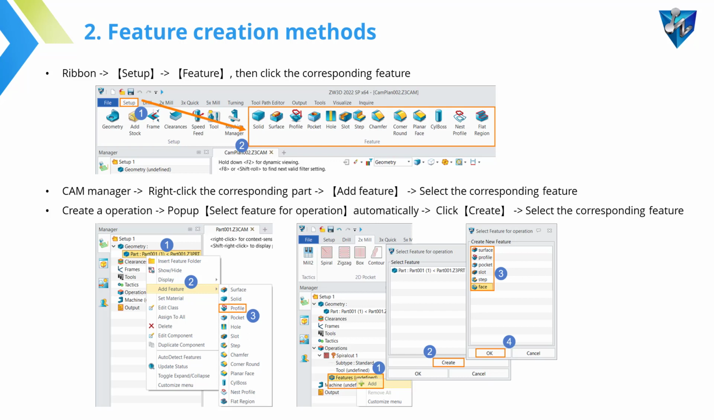First one, click the corresponding feature under the Setup tab in Ribbon. Second one, in Cam Manager, right-click on the part, then Add Feature, then select the corresponding feature. And the third one, when you create a new operation, it will pop up Select Feature for Operation dialog box automatically. Then click Create button to select the corresponding feature. After that, you can go ahead to select the features from the model.